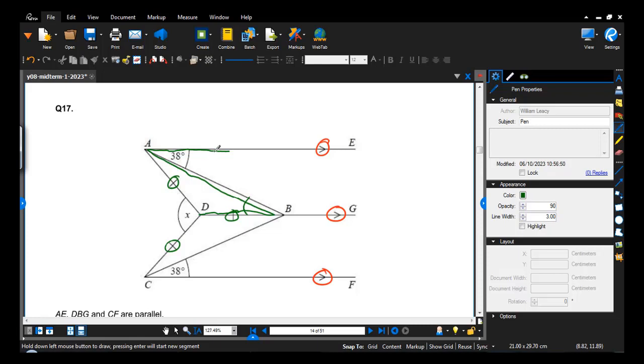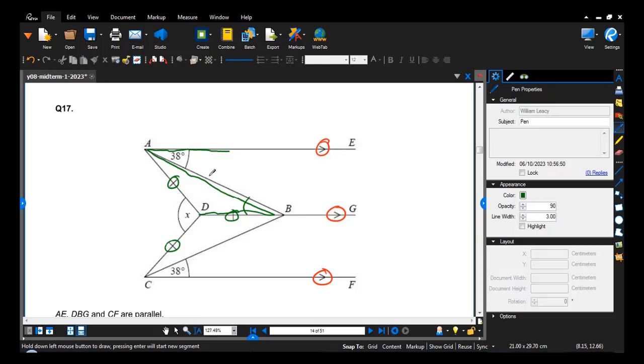And then, let's see. My pen is going a bit crazy here. Right, just bear with me a second. I'll just have to use my mouse.